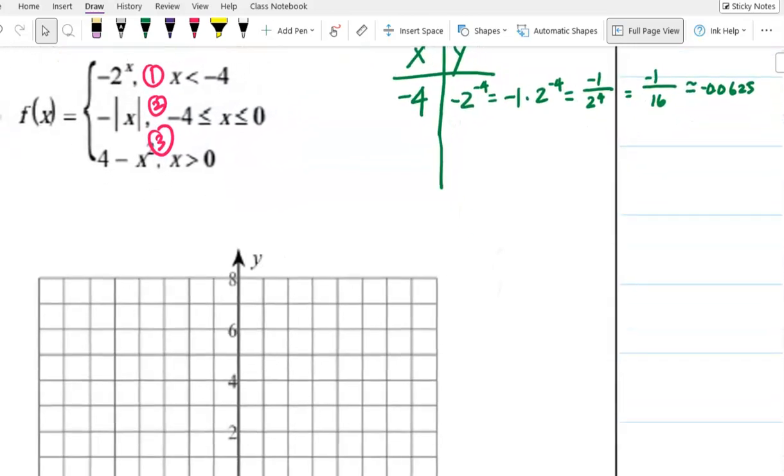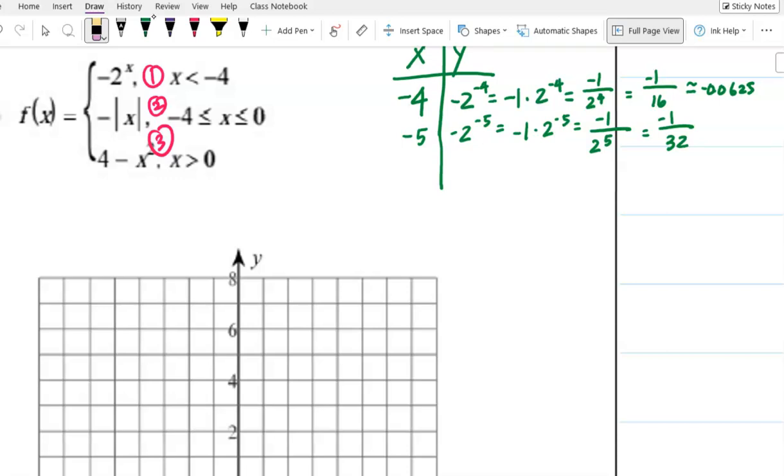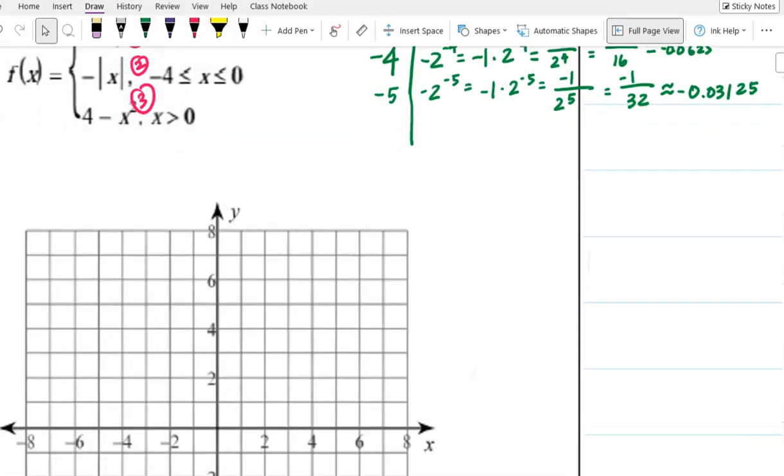Okay, and then I can put in another point. That's less than negative 4, so let's do negative 5. You're not going to get a really pretty function, but negative 5, negative 2 raised to the negative fifth, so that's negative 1 times 2 to the negative fifth, negative 1 over 2 to the fifth, which is negative 1 over 32. And that is roughly around negative 0.03125. Okay, so I'm just going to graph those.